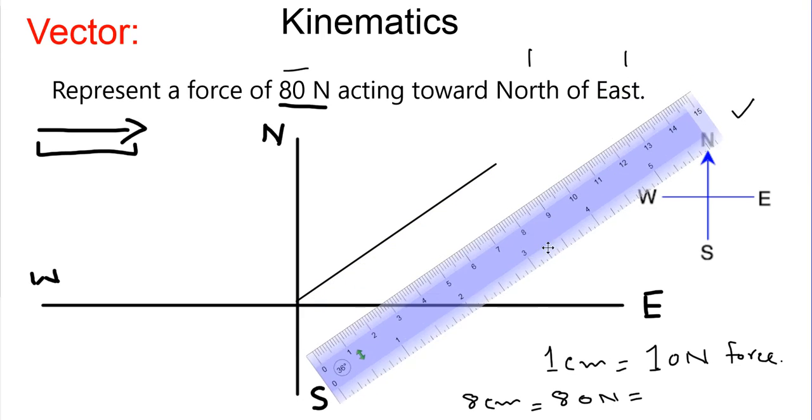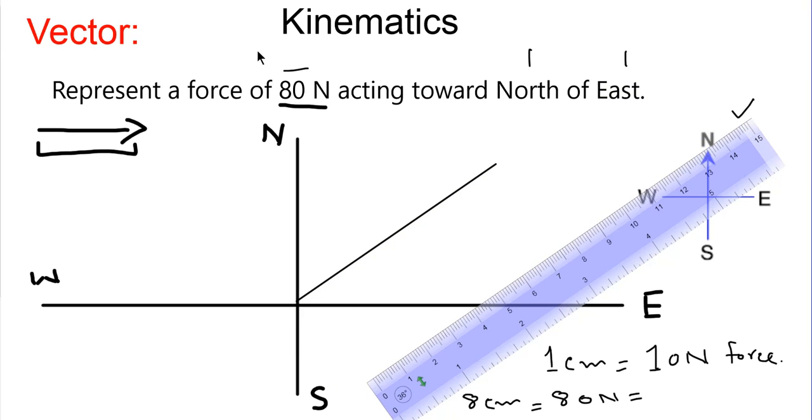I don't need my scale, so I will just put it aside, and I need to draw an arrow which will give me the direction, and I already have the frame of reference, north and east. It is in the middle of north and east, so a vector should look like that. And because the length is 8 centimeters, it is 80 Newton force. This is how we represent a vector.